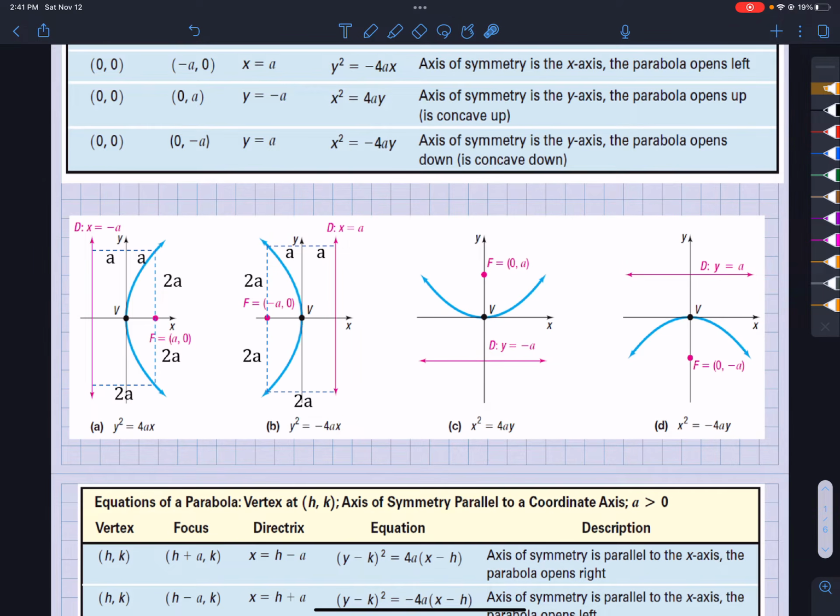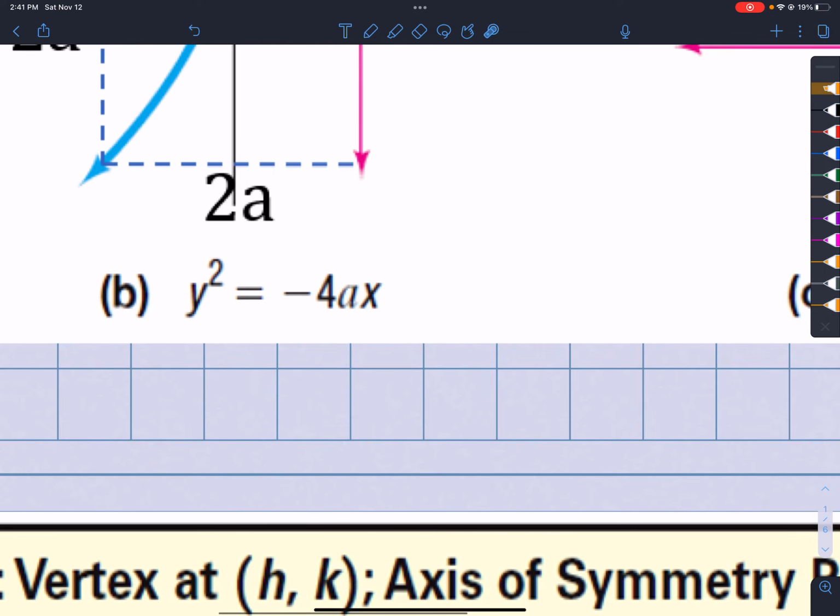Now, notice, for example, right here, this is y squared equals 4ax. If there is nothing subtracting from the y or something subtracting from the x, we know that this center is at 0, 0, right? So this center is at 0, 0, okay? Or the vertex, I'm sorry, vertex, right?